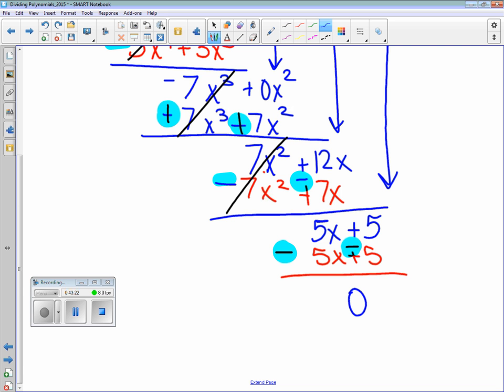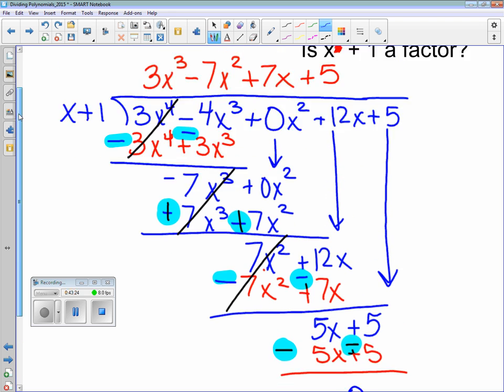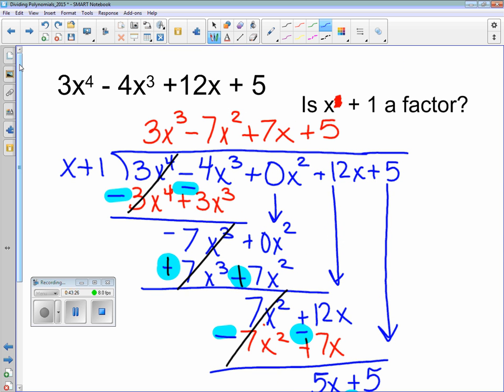So what's my question? The question was, is x plus 1 a factor? Yes, it is. You change the signs of the second one, yes. This was the one we had to fill in. Yes. Now, here's something that's going to make you mad.